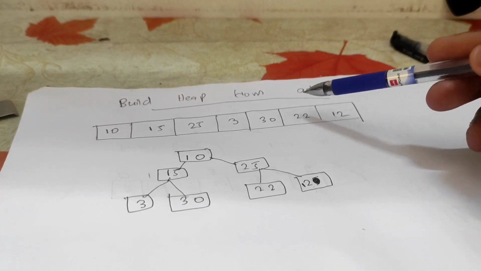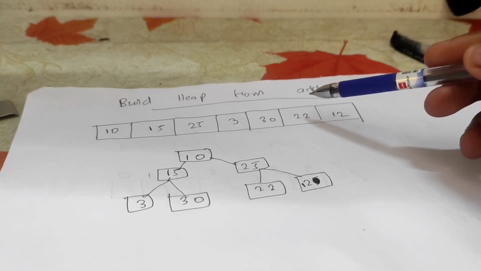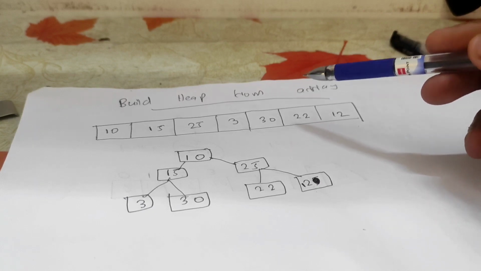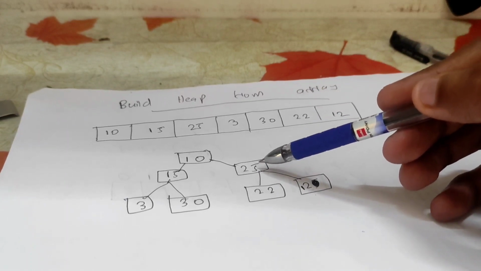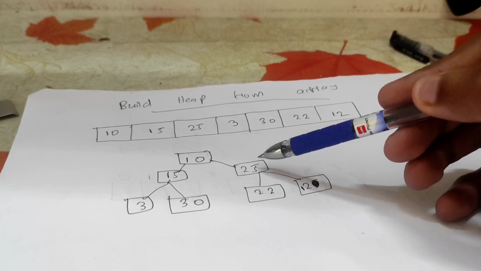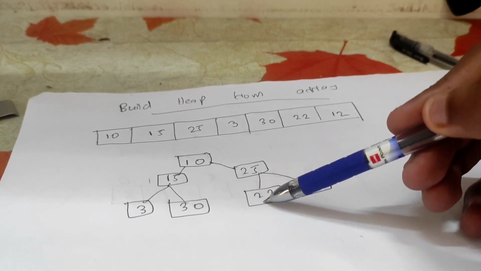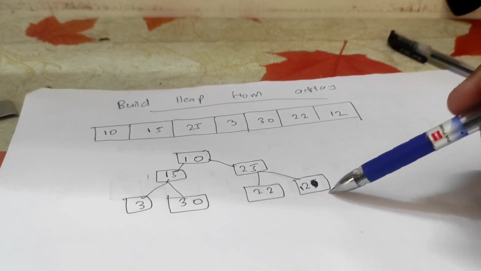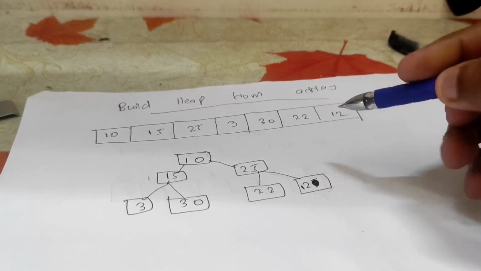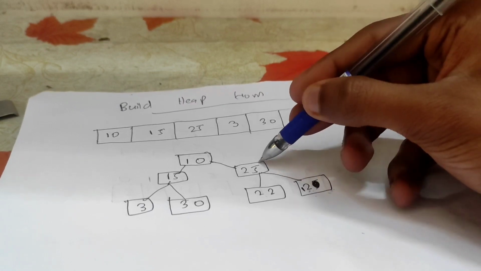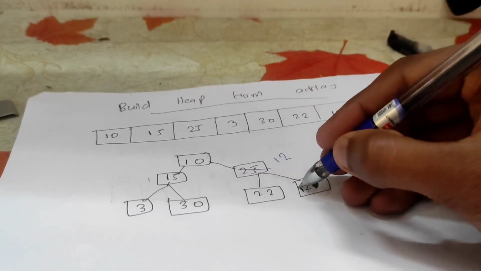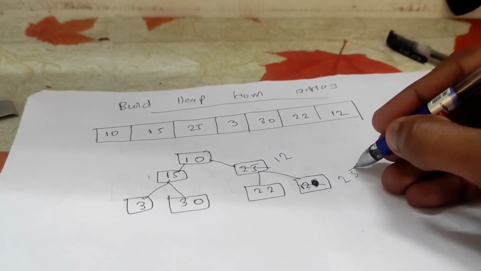The first step to build the min heap is to find the last parent, or the last non-leaf node. Here we can find that 25 is the last non-leaf node, or the last parent. So we have to compare 25 with its children 22 and 12 and find which is the smallest. Here we can find that 12 is the smallest. So we have to swap 25 and 12 between them. So here it will be 12 and here it will be 25.